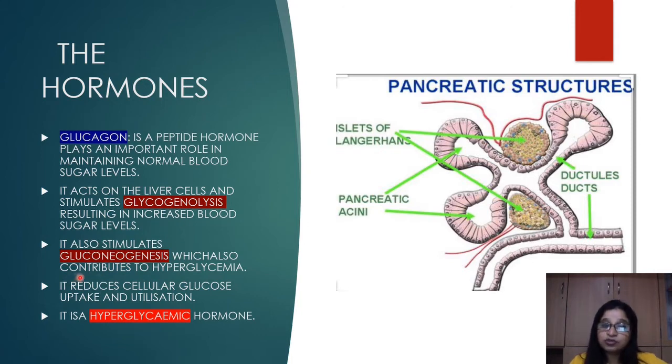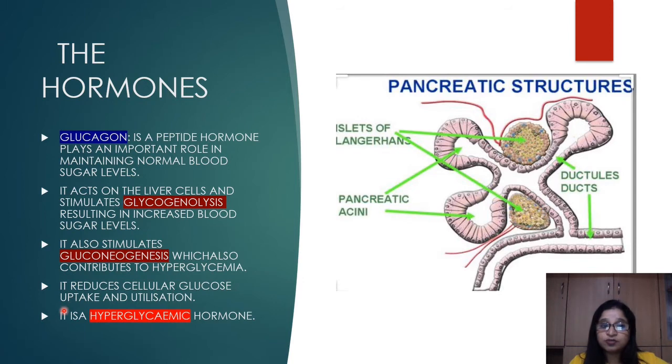Another way is it also stimulates gluconeogenesis. This is formation of new glucose. Gluco stands for glucose, neo is new, genesis is formation. So formation of new glucose also contributes to hyperglycemia, that is increasing blood sugar levels. So by glycogenolysis and gluconeogenesis, glucagon basically acts to increase the blood glucose levels. It is also helpful in hyperglycemia.